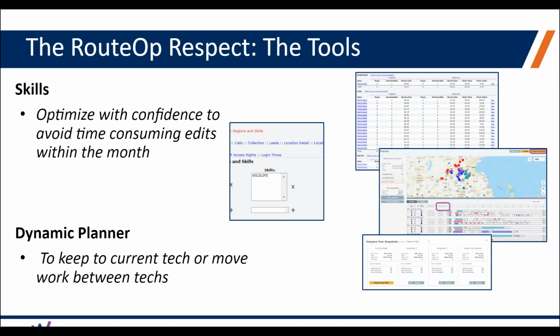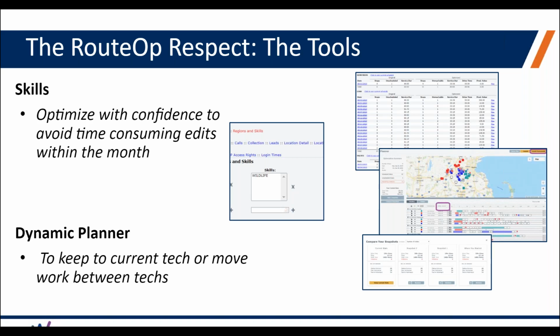So it's nice to visually say, okay, well, where did it place those orders? And geographically, does it make sense? You can also keep the work assigned to the current technicians, or you can let the work move between technicians. You can do a mix of both of those.